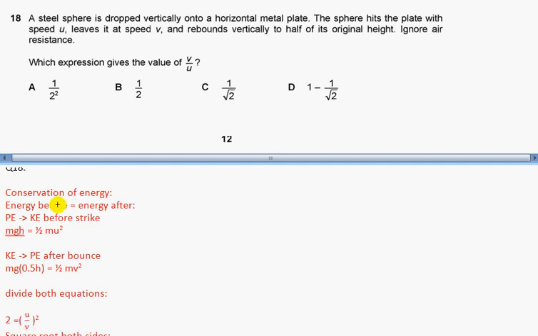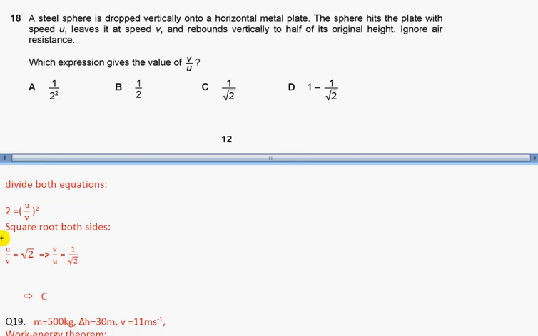So we have conservation of energy. Energy before equals energy after. Before the strike, potential energy changes into kinetic, so mgh equals half m u squared. After the bounce, kinetic energy changes into potential, so mg half h equals half m v squared. We divide these two equations one by another, and we get this expression. We take the square root of both sides, we get this expression. We find the reciprocal, and the answer is C.